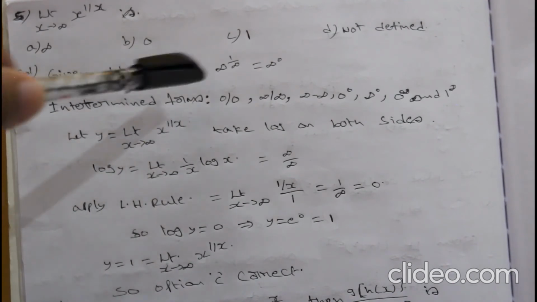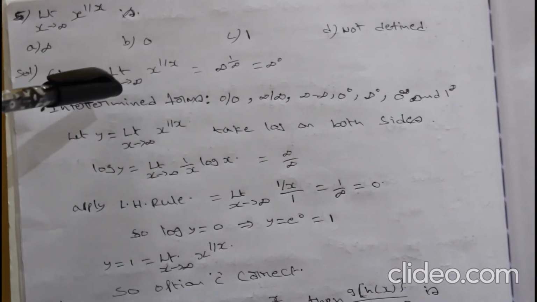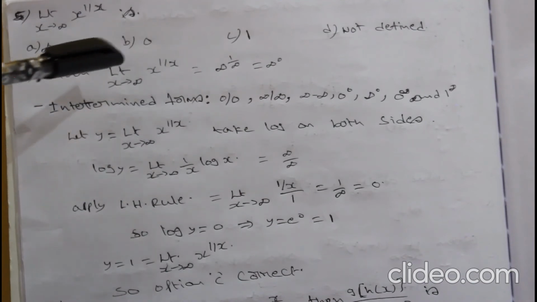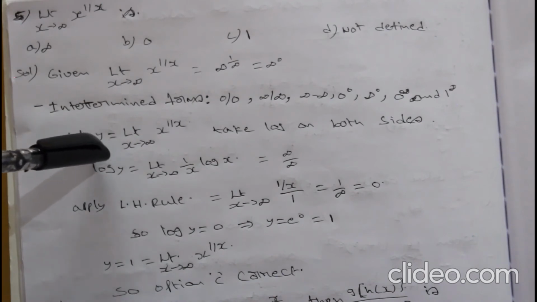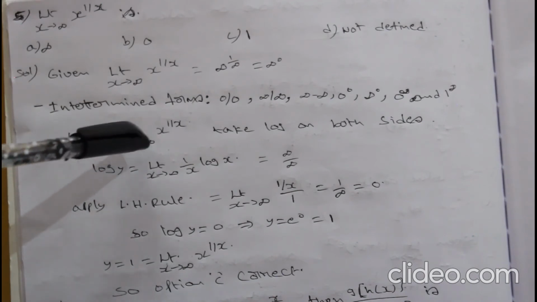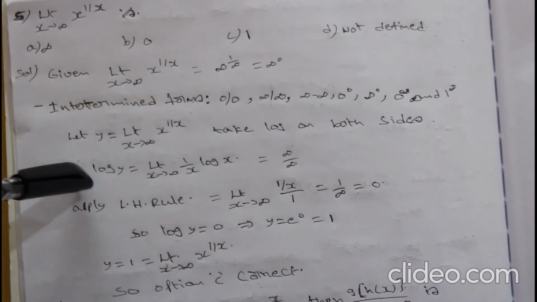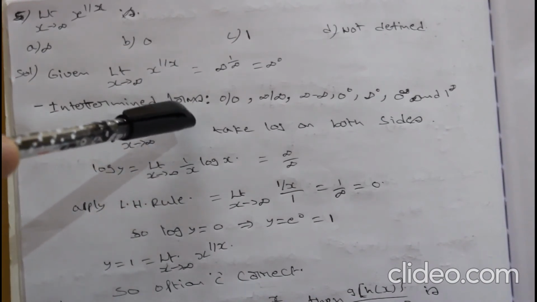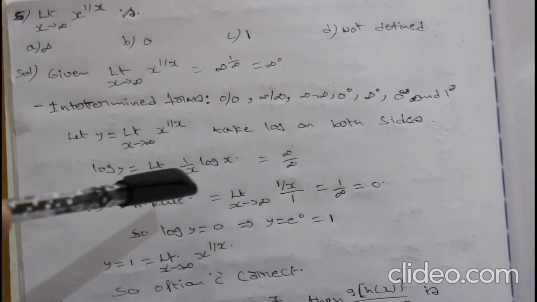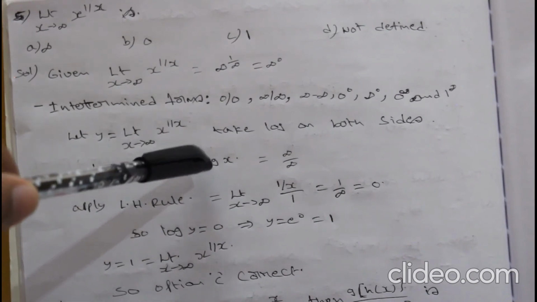Because we got the indeterminate form, but it is not in the form of f of x by g of x to apply the L'Hospital rule, first we have to make this function into f of x by g of x form. So take y is equal to limit x tends to infinity x power 1 by x. Now take log on both sides. So log y is equal to limit x tends to infinity log of x power 1 by x, that is 1 by x log of x. So now it is in the form of log x by x, f of x by g of x.